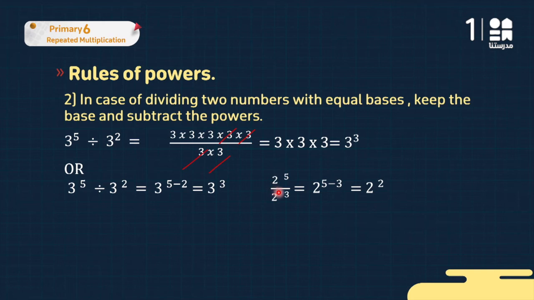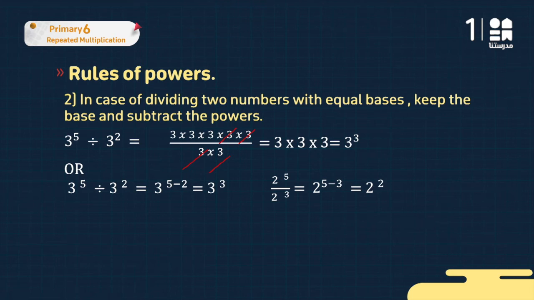This line means divided. So sometimes I can get a divided sign as we used to, or sometimes it can be written in a fraction form or "out of". So 2 to the power of 5 divided by, or out of, 2 to the power of 3.